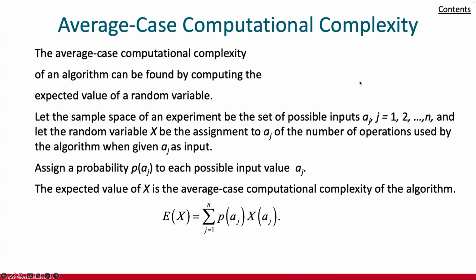The average case computational complexity of an algorithm can be found by computing the expected value of a random variable. Let the sample space of experiments be the set of possible inputs a_j, where j is 1 all the way up to n, and let the random variable X be the assignment to a_j of the number of operations used by the algorithm when given a_j as input. We can assign a probability p(a_j) to each of the possible input values a_j. The expected value of X is the average case computational complexity of the algorithm.